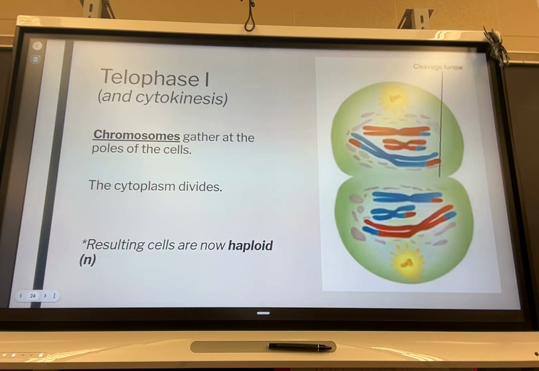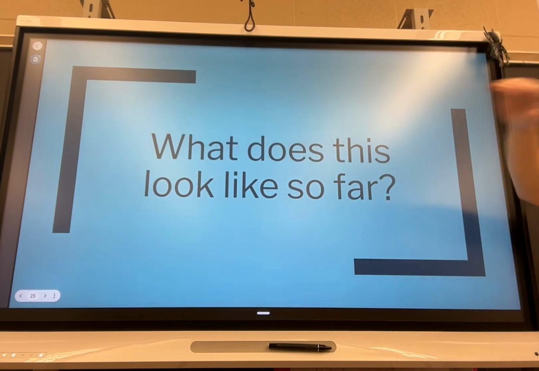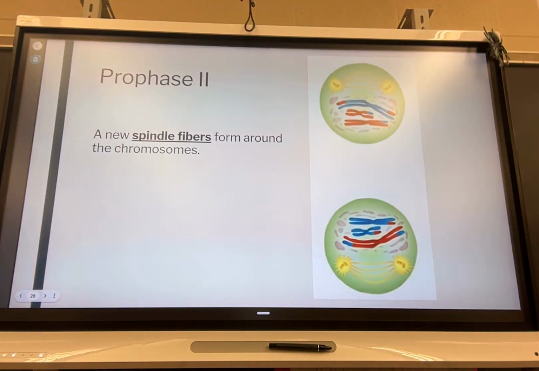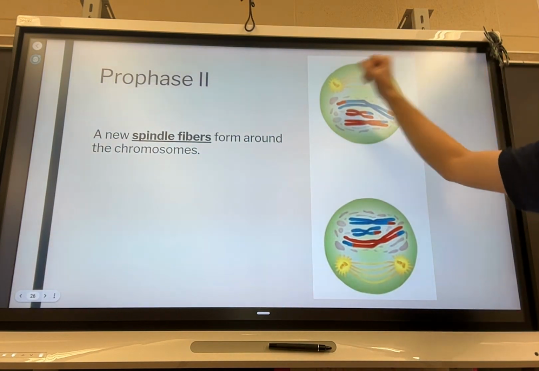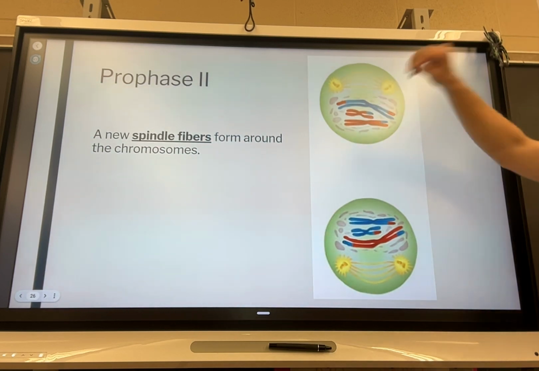So you notice at this point we have hit the point where normally in mitosis we would stop. Meiosis doesn't stop. Now we move on to stage 2. Like I said, what does it look like? It looks like the stages of mitosis, just without using homologous pairs. Now it's going to look like mitosis. So in prophase 2, again, we are going to create new spindle fibers, and we are going to dissolve our nuclei.